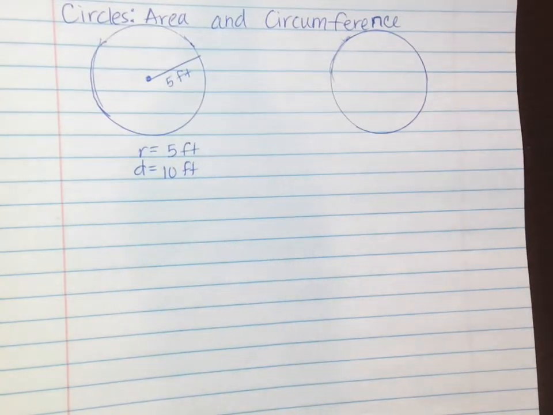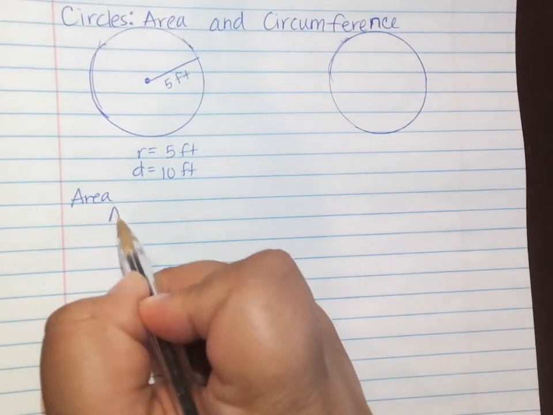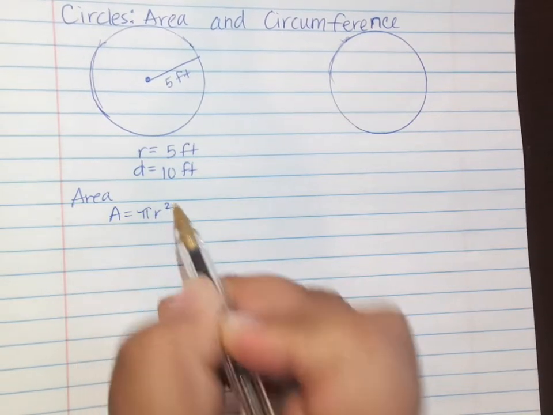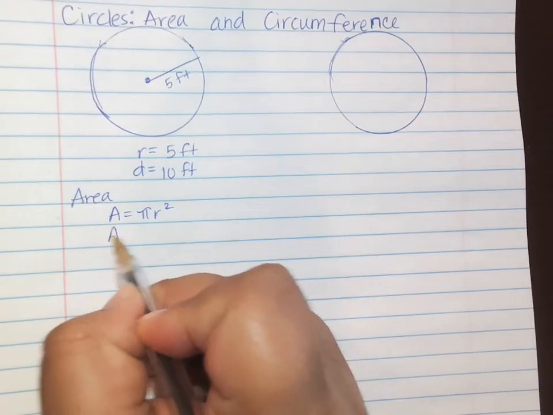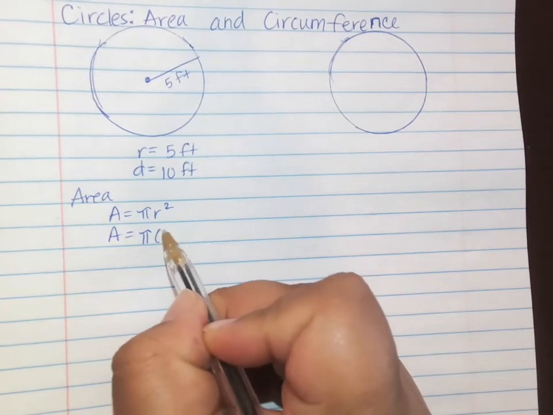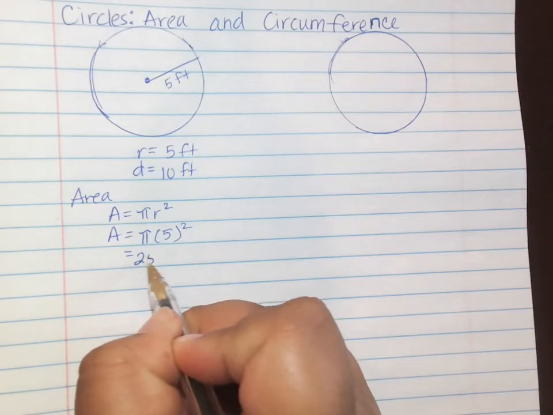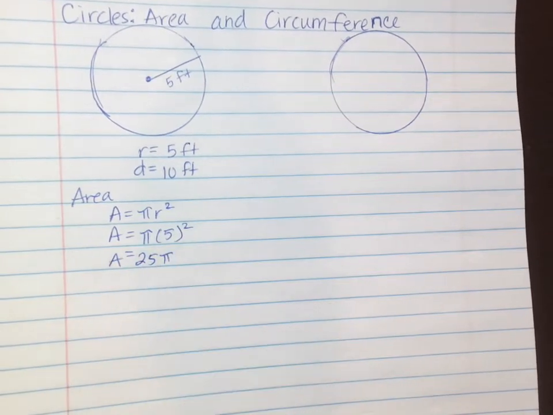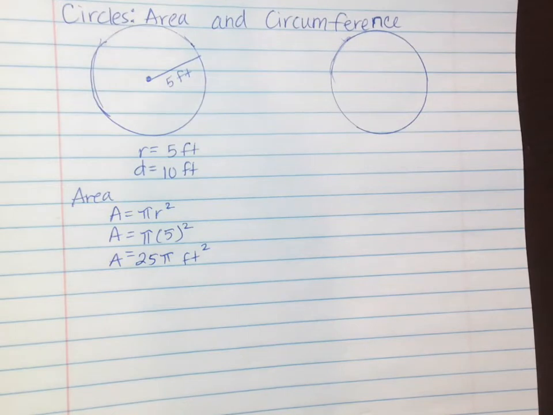So we're going to start off finding the area first. And the formula is pi r squared. So let's just plug it in. We have pi times the radius, which we just found was 5 feet. So 5 squared is 5 times 5, it's 25. So our area is 25 pi, and area is always feet squared, or whatever unit squared.